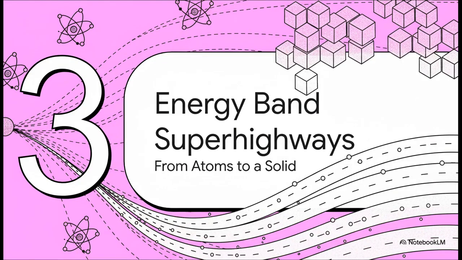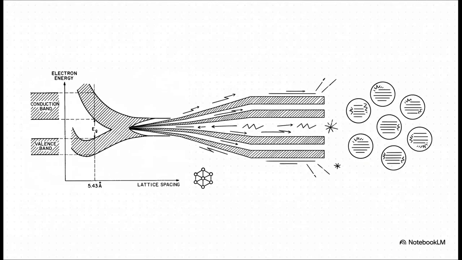And this is where it gets really, really cool. When you bring all those billions of atoms together into that perfect crystal, Bohr's neat little energy levels are forced to interact. They get squished together, and the rules of the road change completely. They create something new, energy band superhighways. Just look at this diagram. Over on the right, you have your individual atoms, with their nice, sharp, separate energy levels.